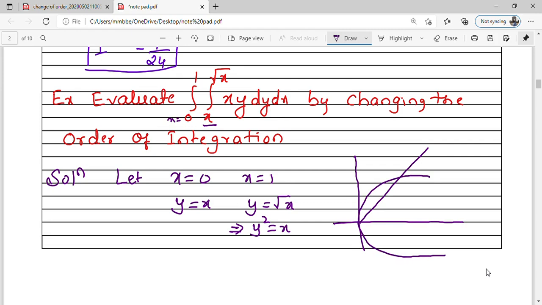So we are finding the area from x equal to 0 to x equal to 1. This is the area we are finding, the area between the straight line and the parabola. So see here, which one is fixed?